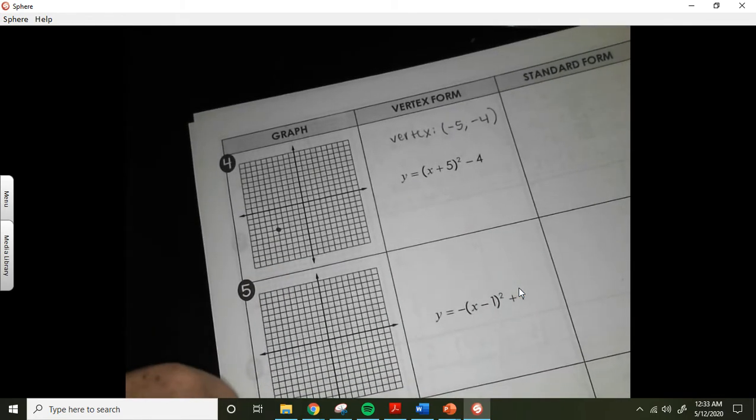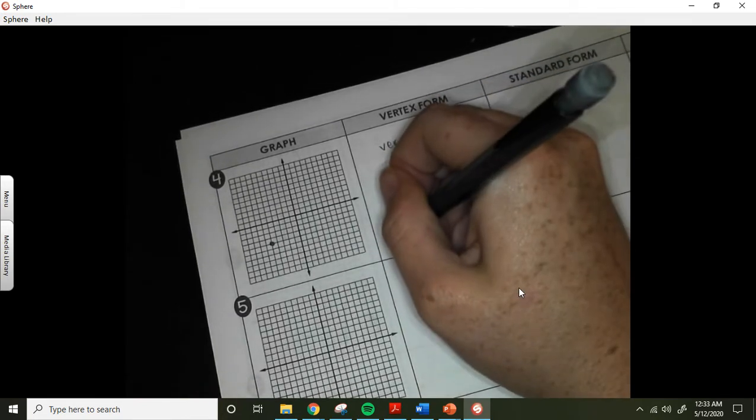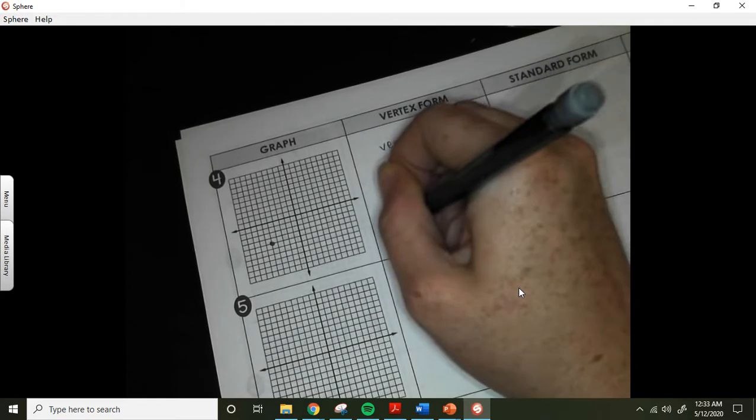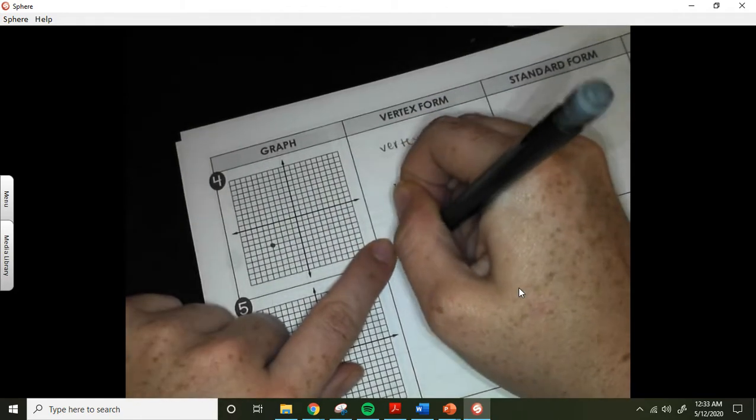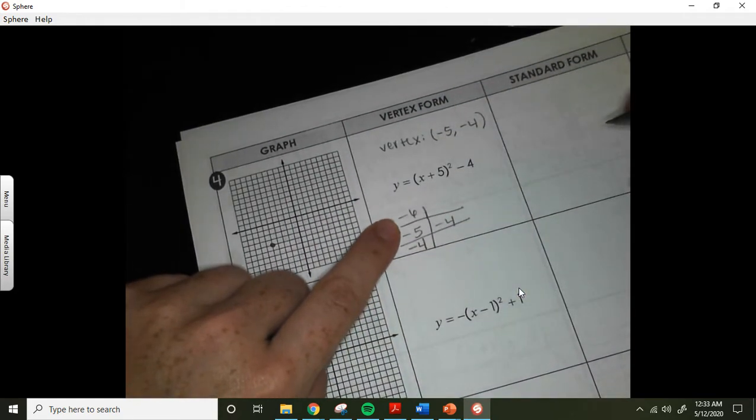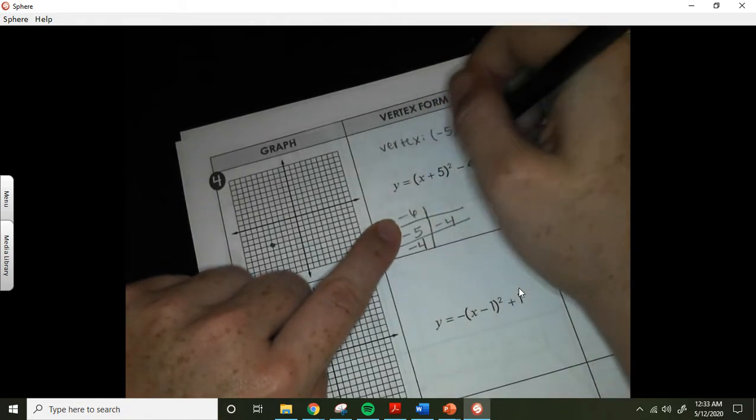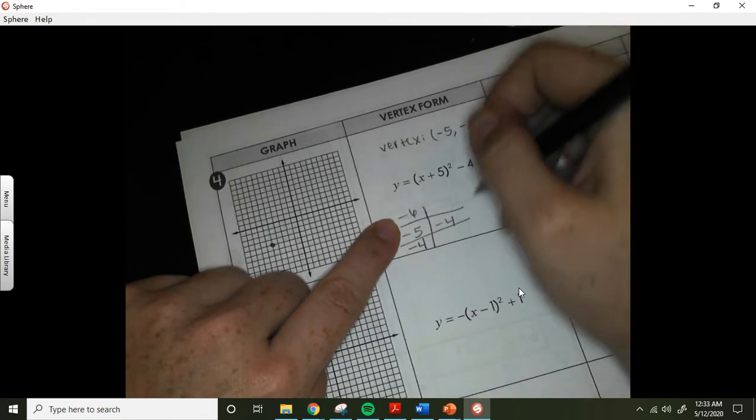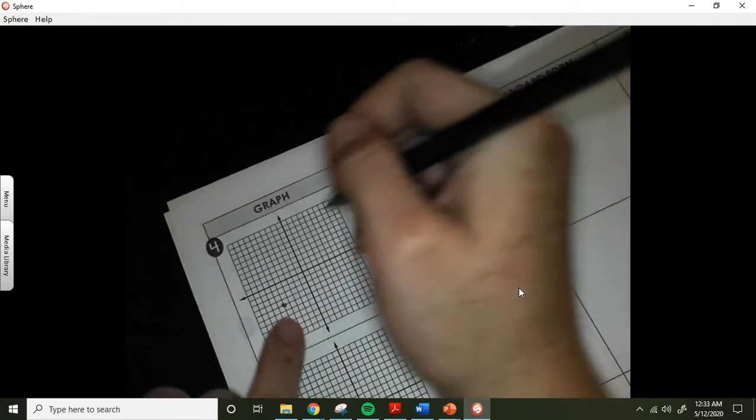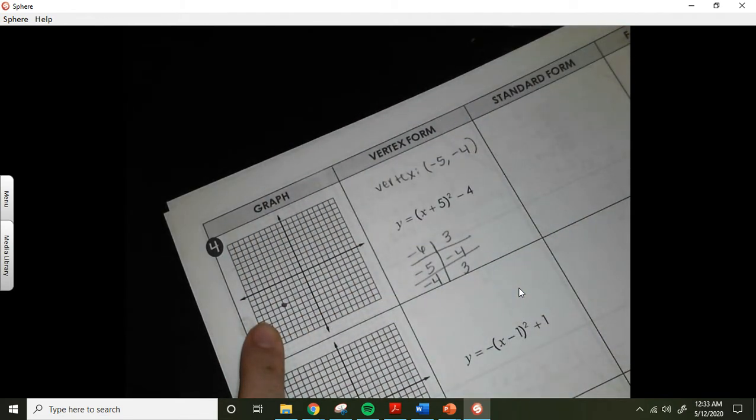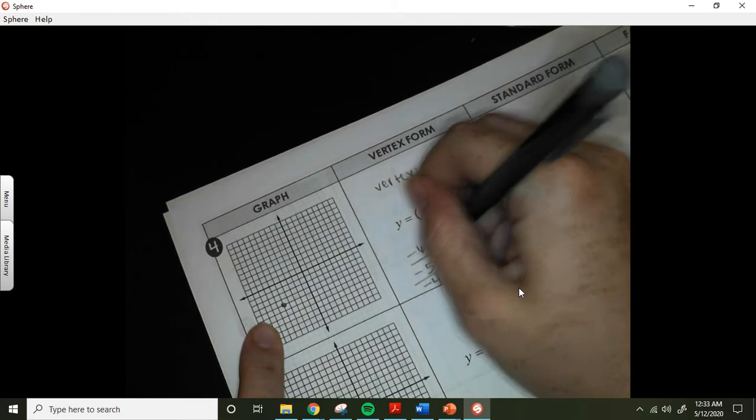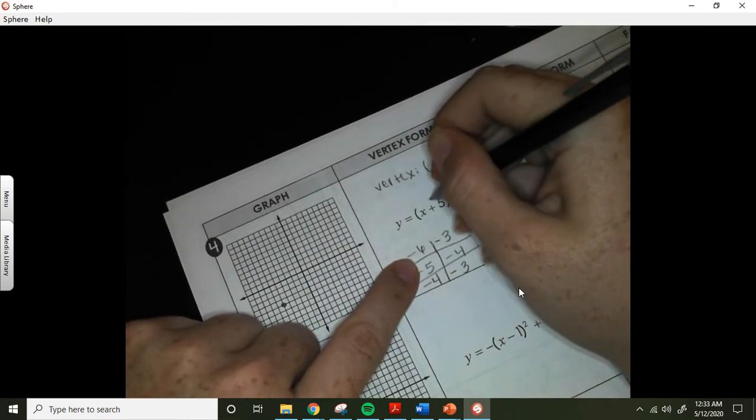Now, how do we find other points? Well, we can plug in another point, make a little table. So we have negative 5, negative 4 as our vertex, and we can do one to the left and one to the right. So negative 6, if we plug this in, would give us negative 1. Negative 1 squared is just 1. 1 minus 4 is 3. Sorry, not positive 3, it's negative 3. Let's double check. Negative 1 squared is 1. 1 minus 4, yeah, negative 3.